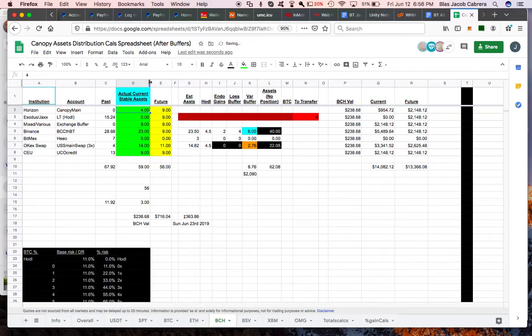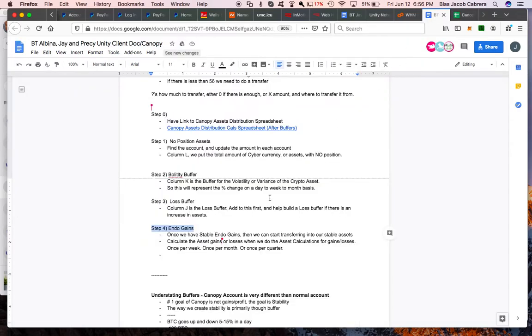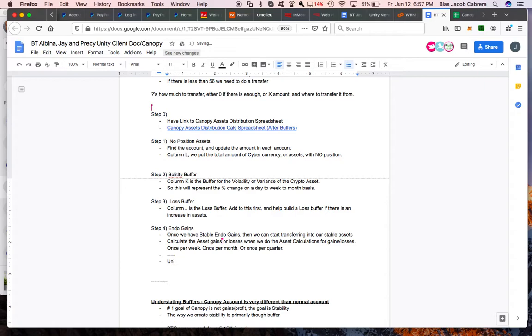Okay, so let's finish this up. There's the second way that you can do it. So again, the first way, let's say you're calculating our gains. You go from 0 endo gains and you increase by 2 to our actual current assets. That's the first way to do it. Not the best way. That would be unstable. So there's two ways. The first way is unstable. Unstable gains would be to transfer all or most of the endo gain assets into our stable assets, right?